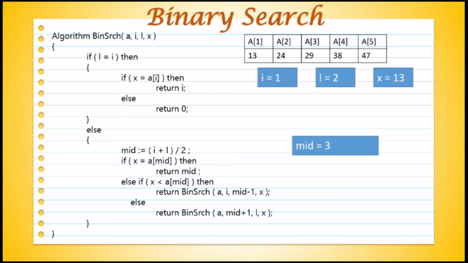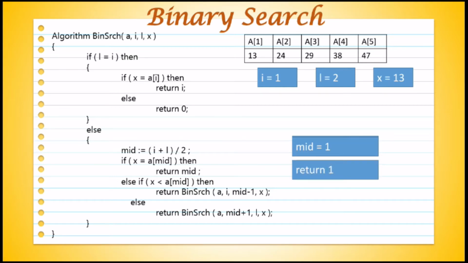So we will execute the else part. So in the else part again we are calculating the mid value. So 1 plus 2, that is 1. So now the new value of mid is 1. So here we will compare the x value with the value present in a of mid. So a of mid means what? A of 1. So in a of 1, the value which is present is 13. So 13 is equal to 13. Yes, this condition is true. That means we will return the mid value. So what is mid? 1. So we will return 1.